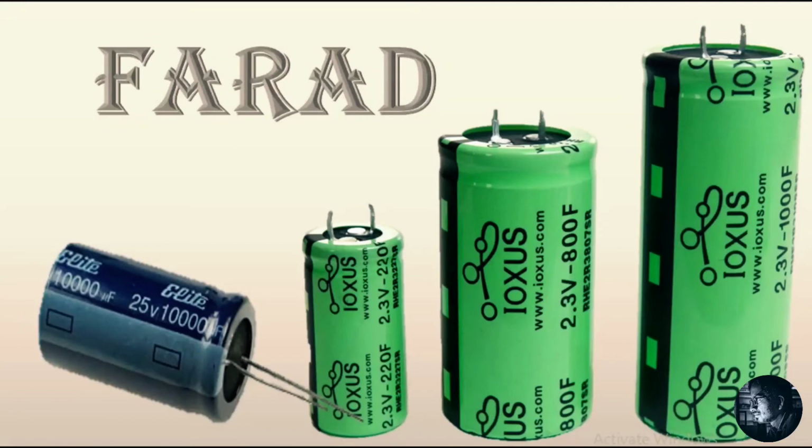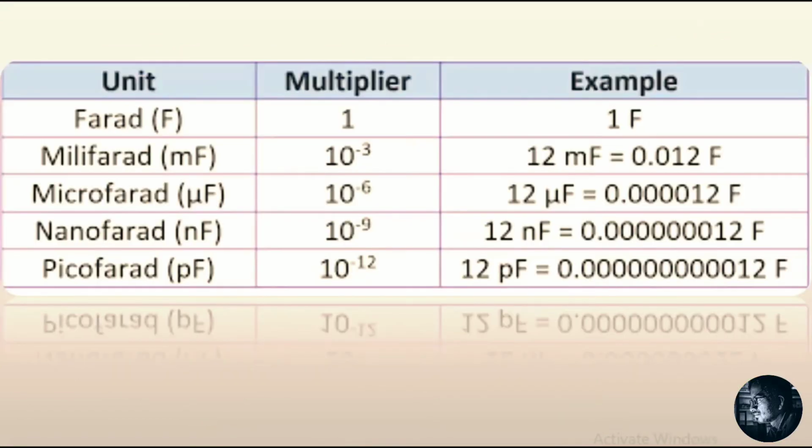Capacitor unit. Farad is the unit of measuring the capacitor. And here is the chart. Farad, millifarad, microfarad, nanofarad and picofarad. These are the values of a capacitor. Just like we measure other things, for example 1 kg, 500 gram, milligram, etc. That is the way capacitor is also measured.